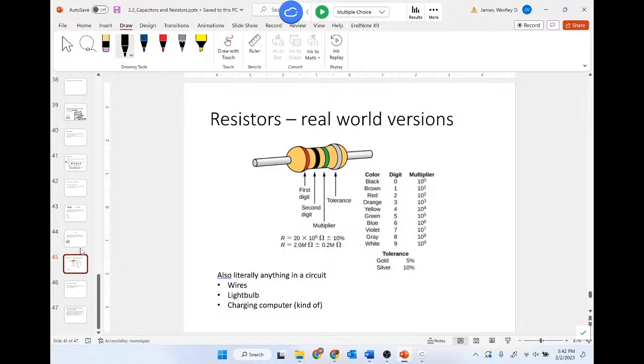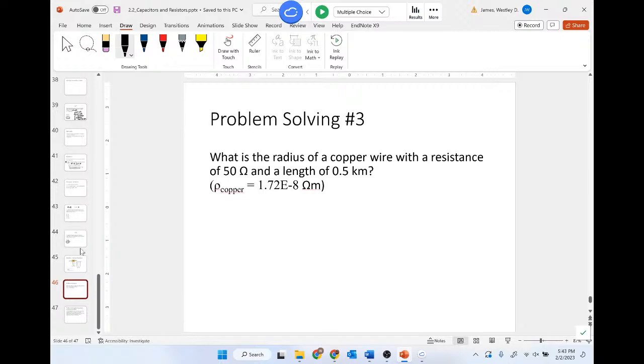If you're colorblind, it sucks. So it's not the most accessible way of doing these things. And there's probably an argument for changing it just because of that. All right. Okay, let's do a quick problem.